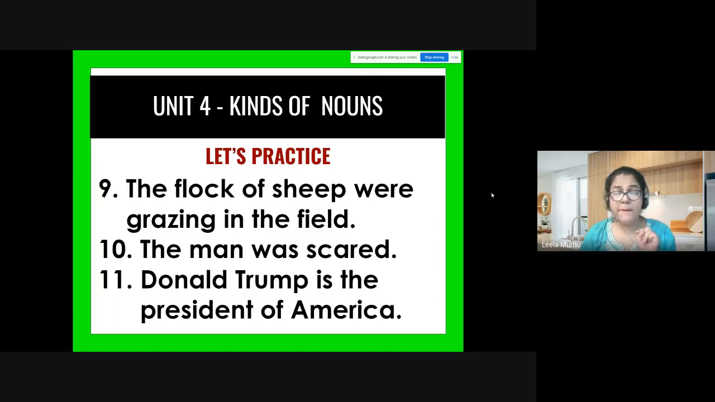Donald Trump is the president of America. No more, but still, he was the president of America. Donald Trump is a proper noun. President is a common noun. America is a proper noun, a name given to a country.